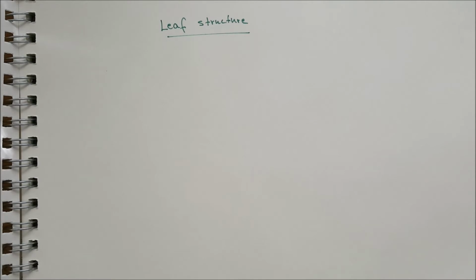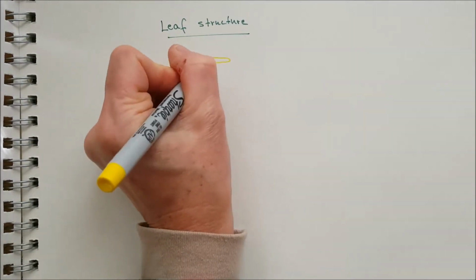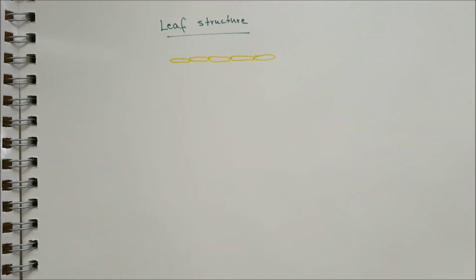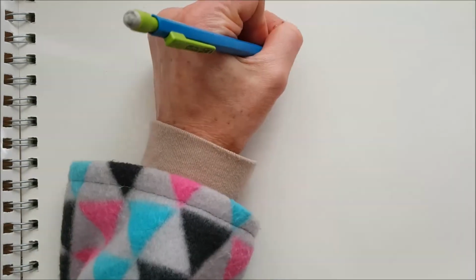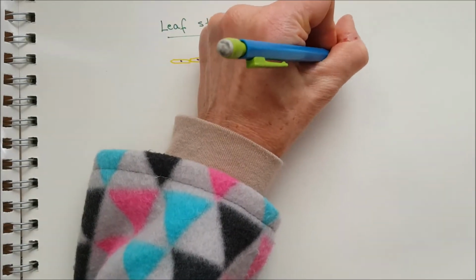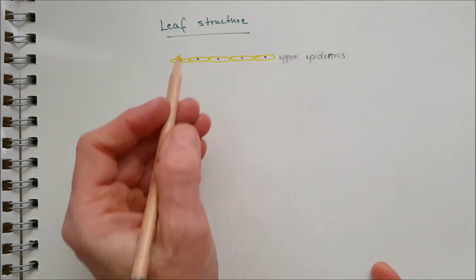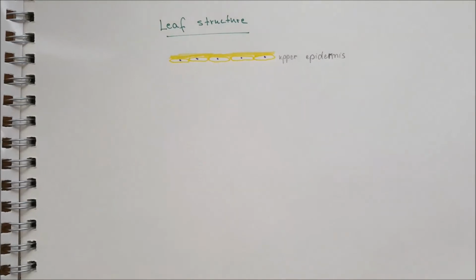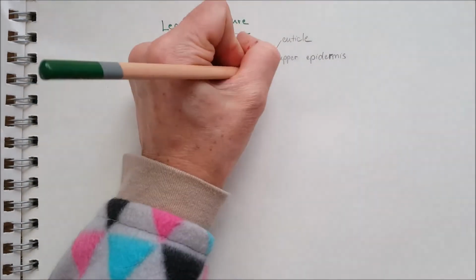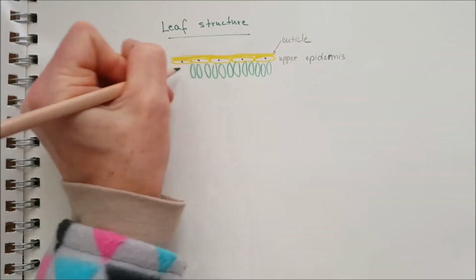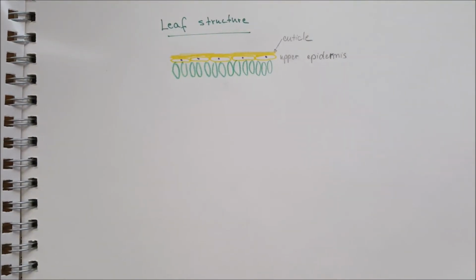So the leaf structure. Now this is a cross section, and in the class you will take a picture with the Motic to see the layers of the leaf and identify them on the microscope slide. The top layer is the upper epidermis, and the upper epidermis secretes a waxy material that will be the cuticle on the top surface of the leaf.